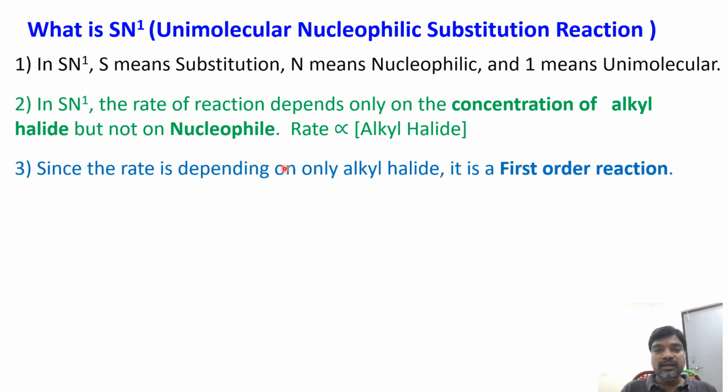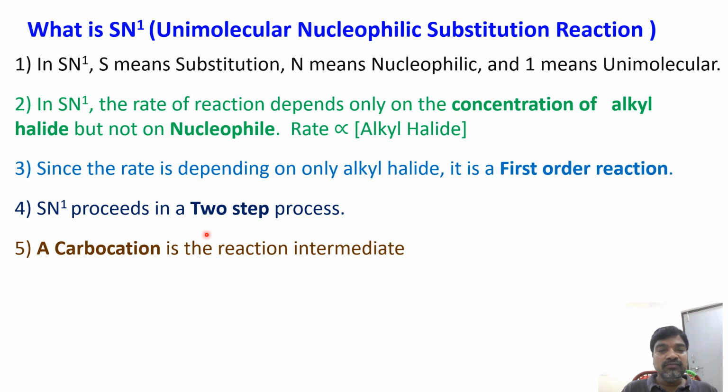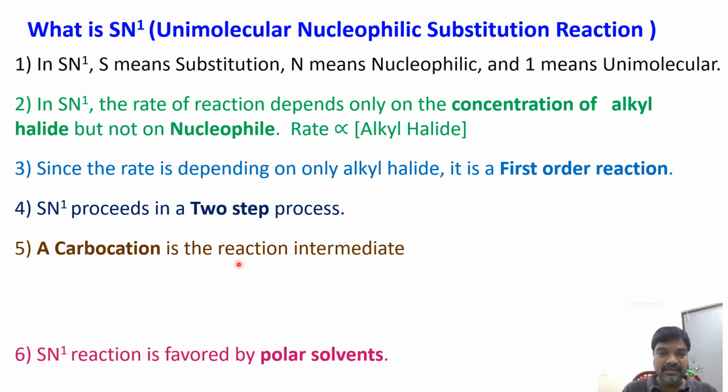Since the rate depends on only alkyl halide, that is only one component, therefore this is a first order reaction. The mechanism of SN1 reaction proceeds in a two-step process. However, SN2 reaction proceeds in a single step, which will be discussed later. But you should remember that SN1 reaction proceeds in a two-step process. In the SN1 reaction, the intermediate is carbocation. Carbocation is the reaction intermediate in SN1 reaction, whereas in SN2 it is the transition state, which will be discussed later.